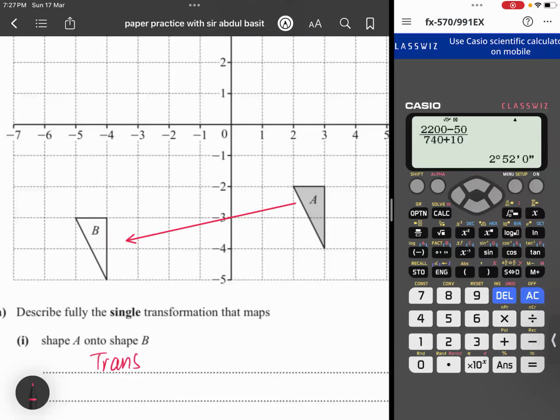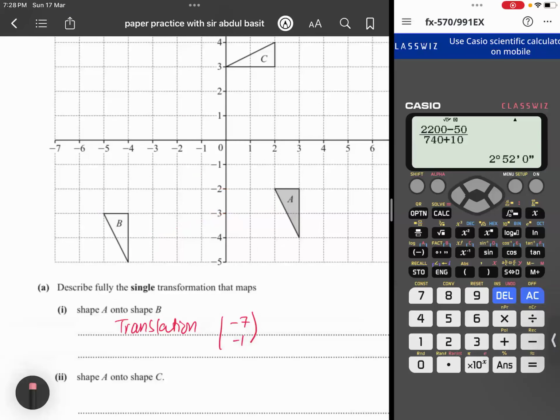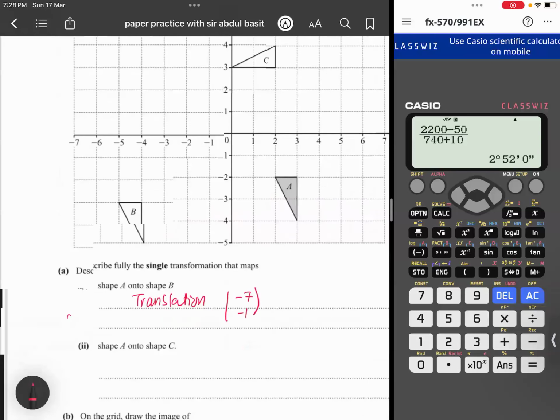It is translation, and we do have a vector. So 1, 2, 3, 4, 5, 6, 7 towards left and 1 down. Is this clear, everybody? -7, -1. I translated this point by taking 7 jumps towards left and 1 down, so that is -7, -1. Let me erase this now. I don't need it.